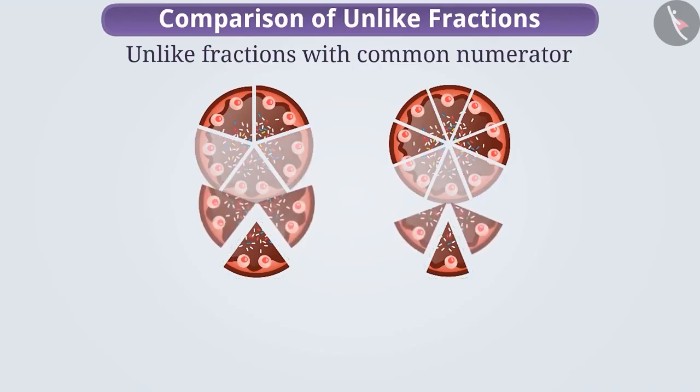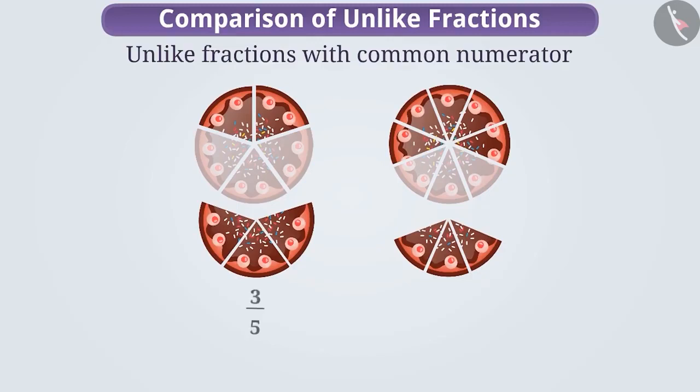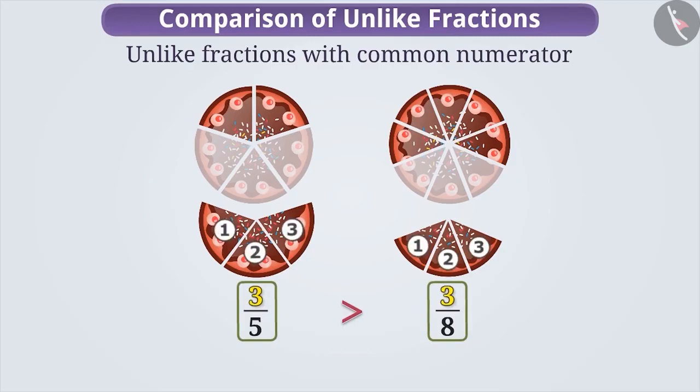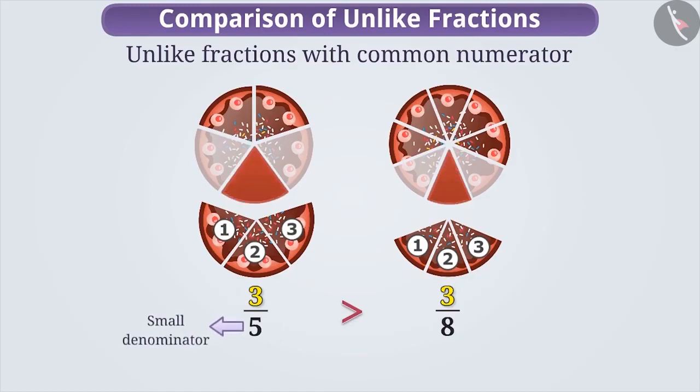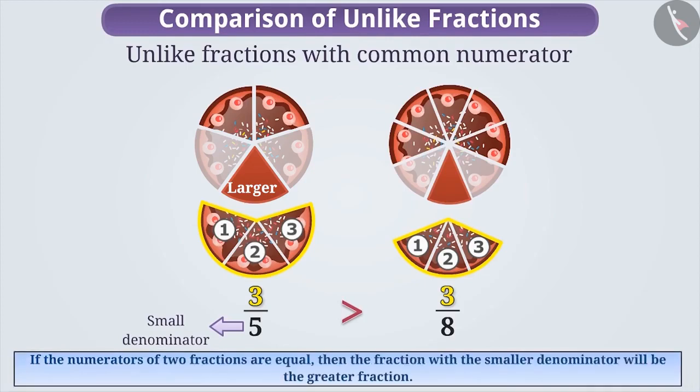Similarly, if we take 3 pieces from each cake, then the fraction will be 3 by 5 and 3 by 8. Here also, we can say that the fraction 3 by 5 is greater than 3 by 8. But for the fraction whose denominator is smaller, the size of each piece will be bigger. Thus, the value of all the parts of this fraction is greater when compared to the parts of the other fractions. Therefore, for any two fractions, if the numerators are equal, then the fraction with the smaller denominator will be the greater fraction.